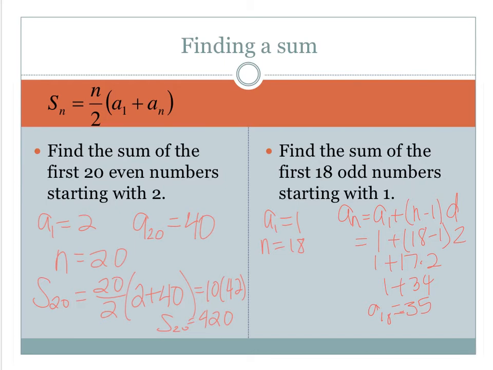Now that I know AN, A1 and N, can I find the sum? That's 18 divided by 2, right? N over 2, 1 plus 35, which is 9 times 36, which is 324.